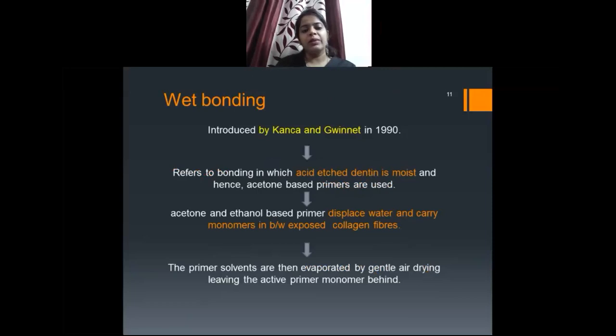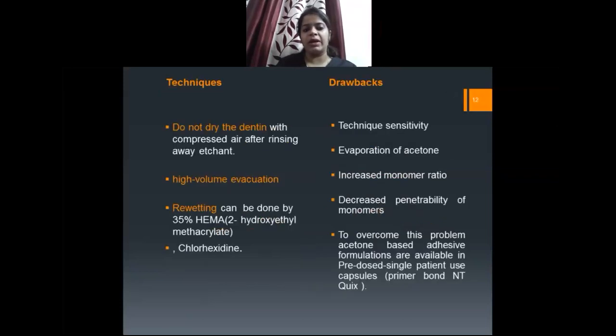Wet bonding was introduced by Kanca and Gwinnett in 1990. It refers to the bonding in which acid-etched dentin is moist and hence acetone-based primers are used. Acetone and ethanol-based primers displace the water and carry the monomer in between the exposed collagen. The primary solvents are then evaporated by gentle air drying, leaving the active primer monomer behind.